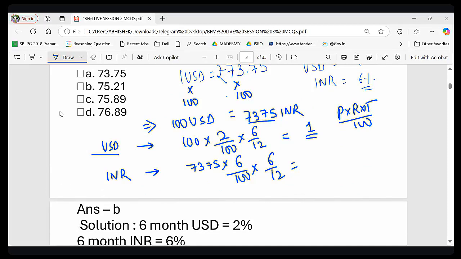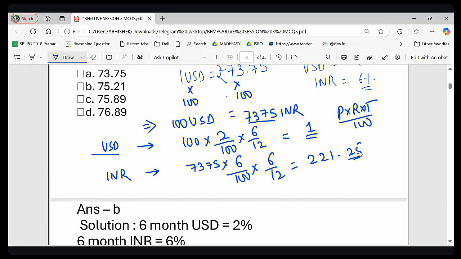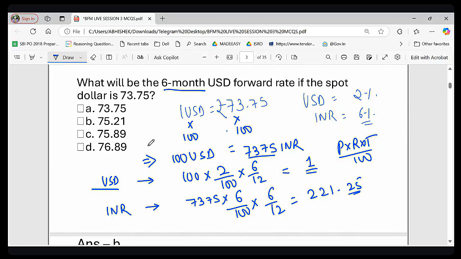Okay, so Dinesh has answered 221.25. Exactly. Very good, Dinesh. Yes, the answer is 221.25. This will be equal to 221.25. Right? Okay. So let me erase this. I hope this is clear now. Some people have joined late.